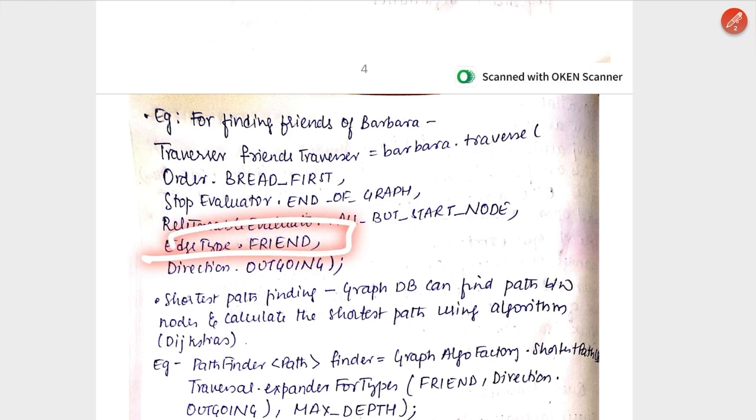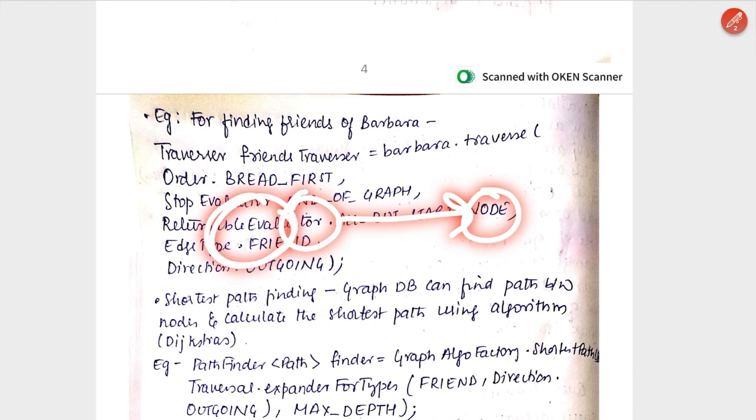Next we have NType.friend. NType.friend will tell the type of edge or the type of relationship which you are specifying. Here it is friend only. The relation should be friend. Then we have Direction.OUTGOING. It will specify the direction of the edge to traverse. Outgoing means it will go from one node to another node, or it will originate from the Barbara node.